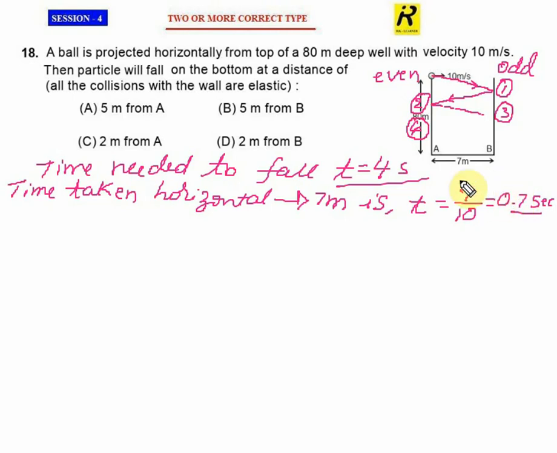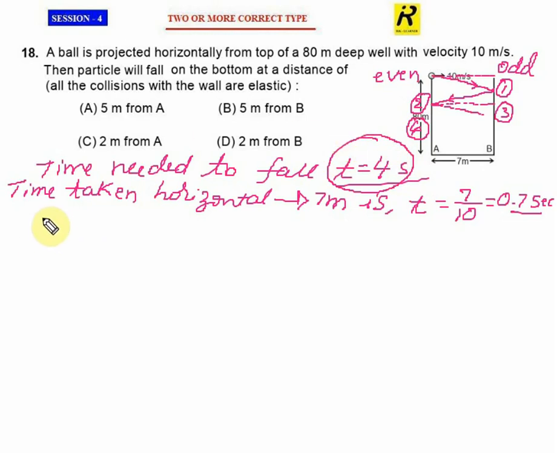So for each collision, from this height to here, to make this collision, it will take 0.7 second. And again from this collision to this collision, for this vertical displacement, again it will take 0.7 seconds. So for each collision it will take 0.7 seconds, although it will take a total of 4 seconds to come down.